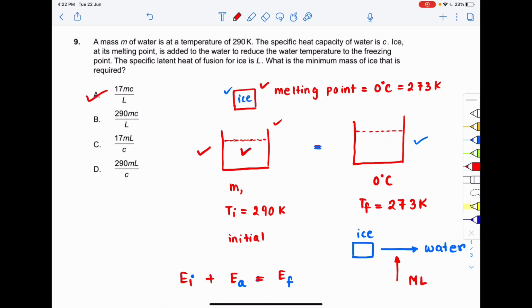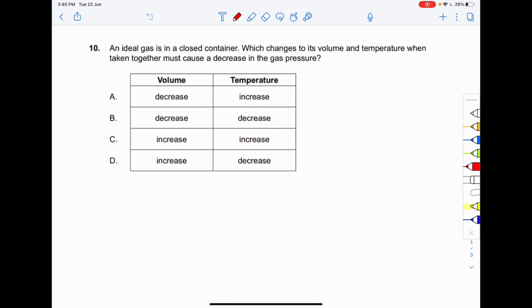So I hope you got the question. So proceeding on to the next question, that is your question number 10. An ideal gas is in a closed container. Which changes to its volume and temperature, when taken together, must cause a decrease in the gas pressure?